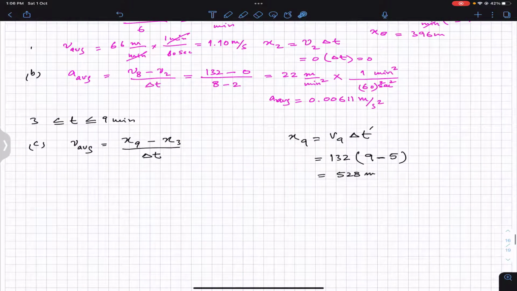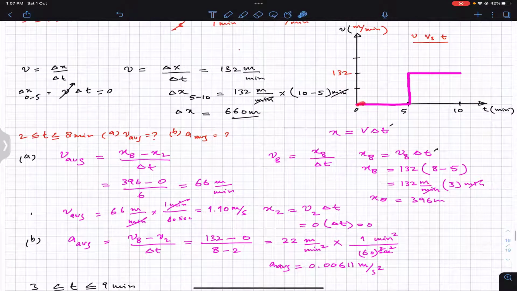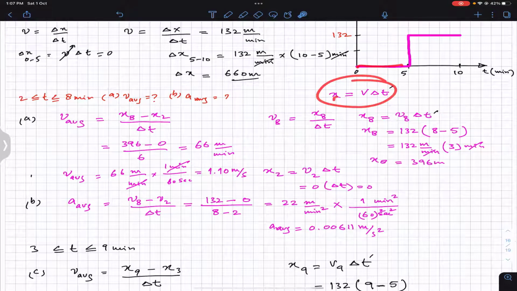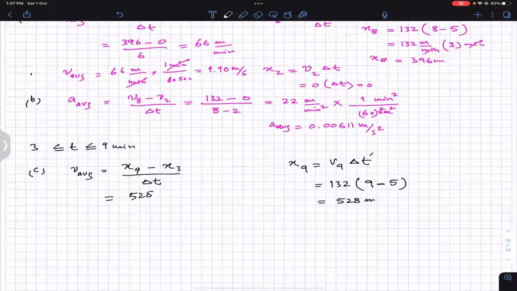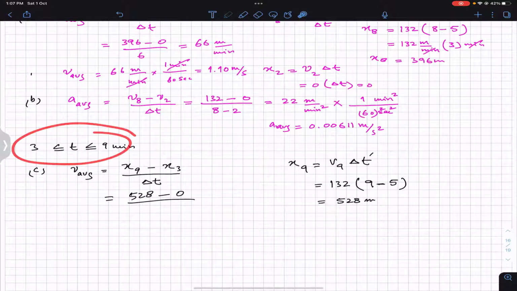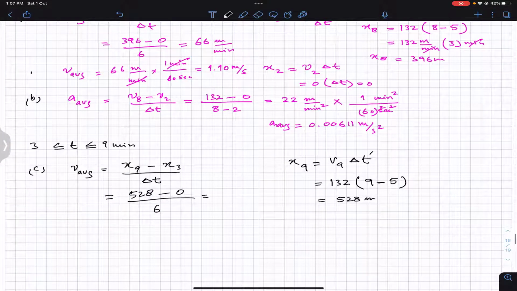Now we can find the average velocity. We know x9, we know x3 is 0, since from 0 to 5 the velocity is 0. So if the velocity is 0, using this equation we will get x3 equals to 0. So this is 528 minus 0 divided by delta t. Now this delta t is 9 minus 3, this is 6. So 528 divided by 6, this gives me 88. So average velocity is 88 meter per minute.